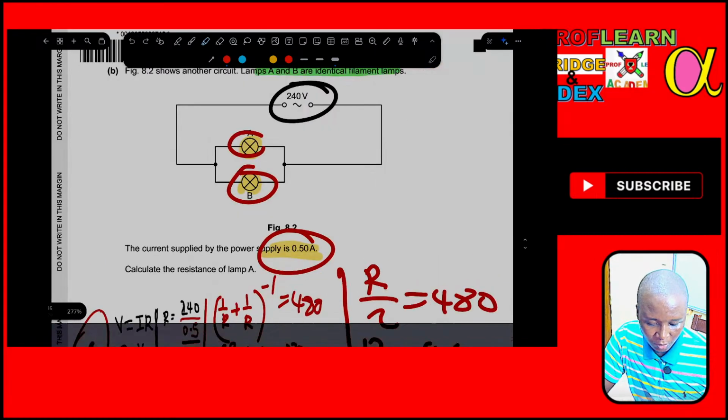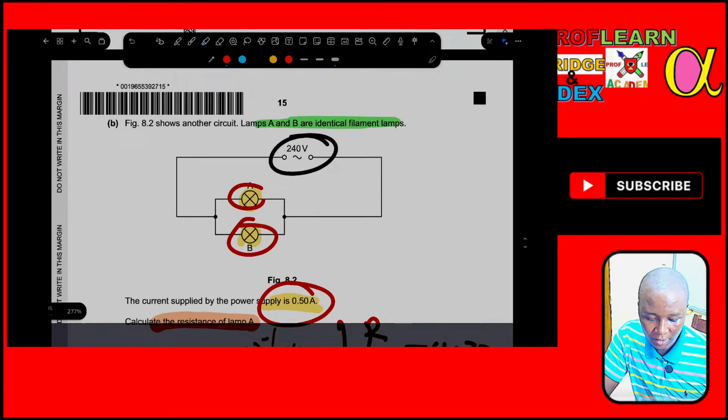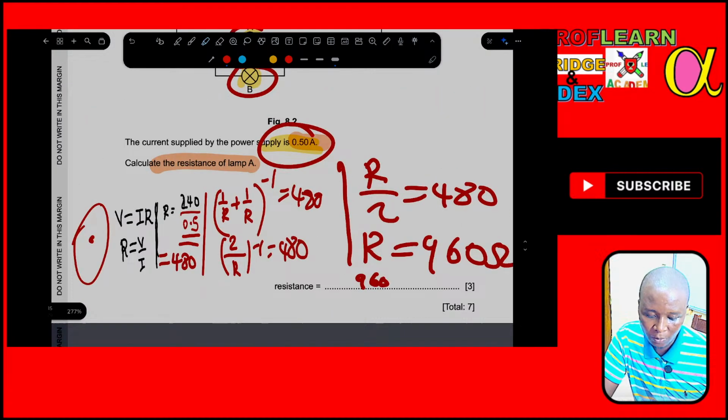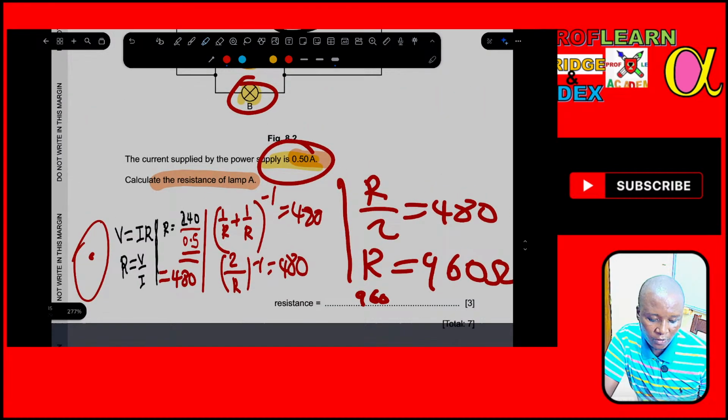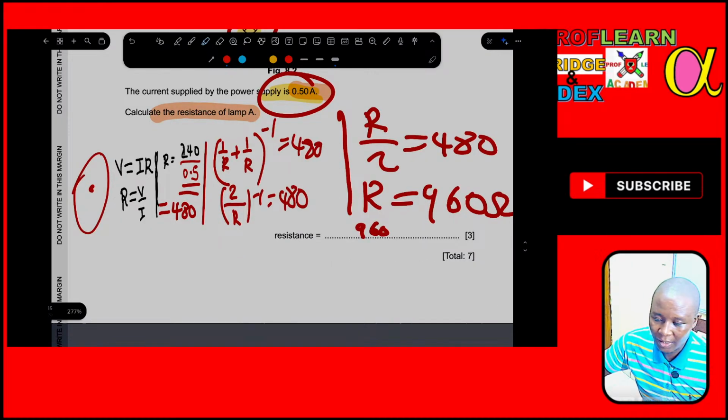Then candidates were supposed to calculate the resistance of the lamp. These two lamps were connected in parallel, and we were told the current flowing is 0.5. Then you use the formula V equals IR in order to calculate the total resistance of the circuit. Once you have calculated the total resistance of the circuit, you get 480.